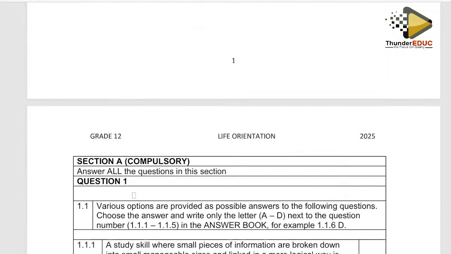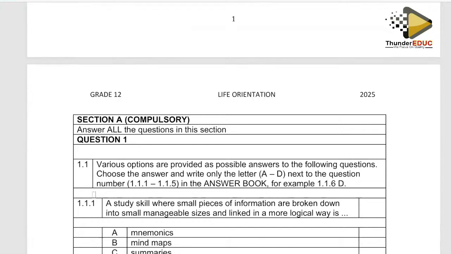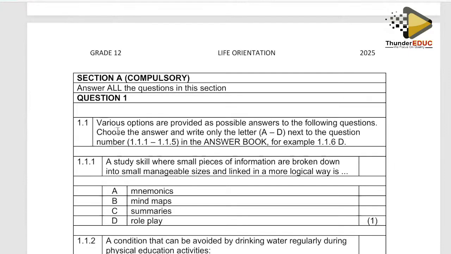So let's move on to the first section. This is a compulsory section, like I said before, so you are supposed to answer all questions in it. Question 1, the instruction reads: various options have been provided as possible answers to the following questions. Choose the answer and write only the letter A up to D next to the question number in the answer book, for example, 1.1.6 D.